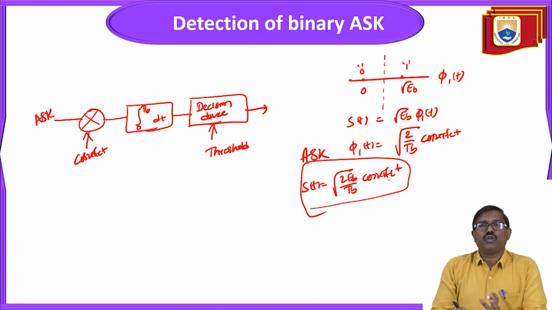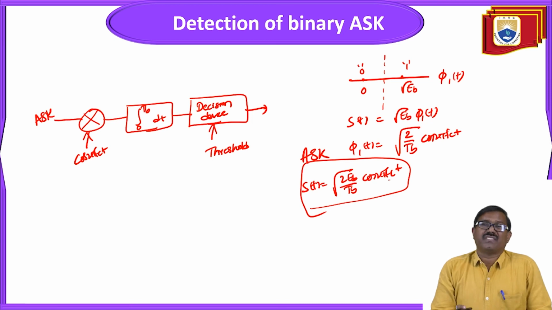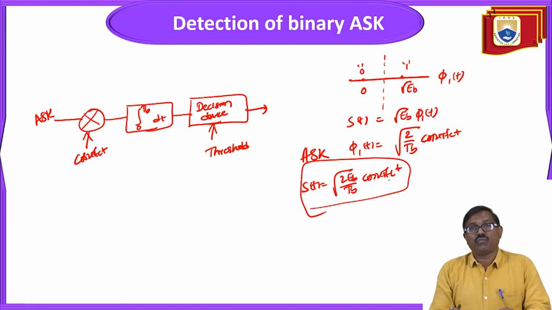So my low pass filter allows only the message signal, that means low frequency. The baseband is generally a low frequency signal. So it comes to the decision making device in one way.